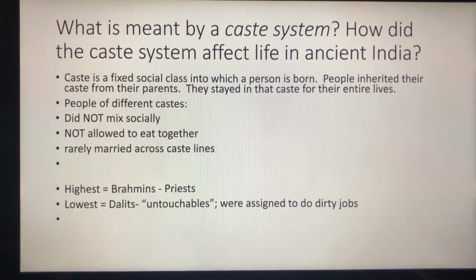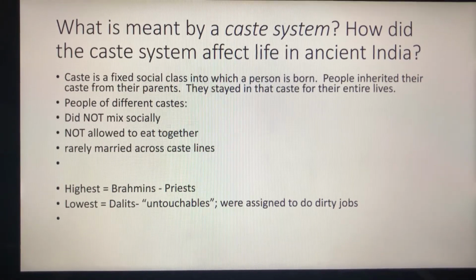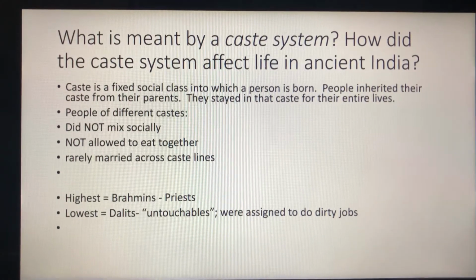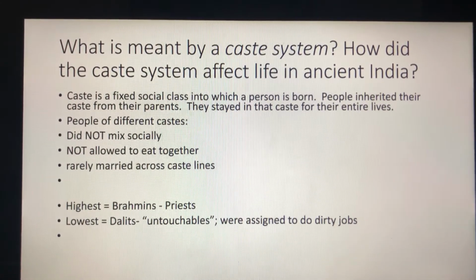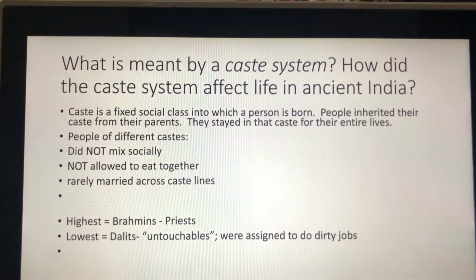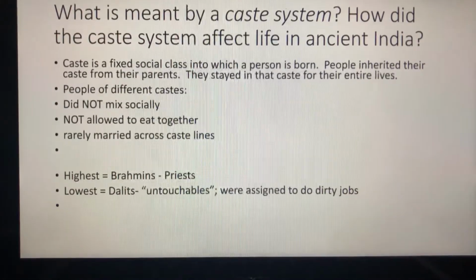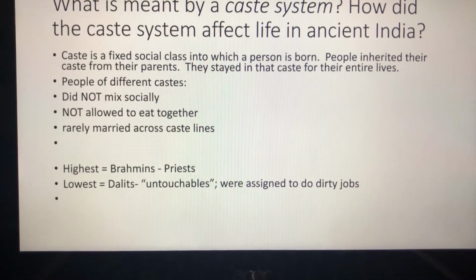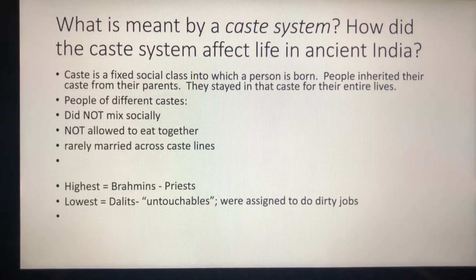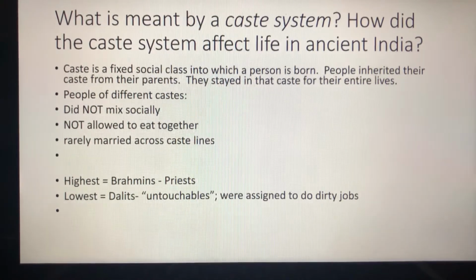So people of different castes did not mix together socially. They did not hang out together. They're not even allowed to eat together. And marriage rarely occurred across caste lines. The caste groupings are on 387. The highest caste is the Brahmins. They were the priests. The lowest caste were the Dalits, the untouchables. And you'll remember from the video, hopefully, quite a bit of information about those caste groups.